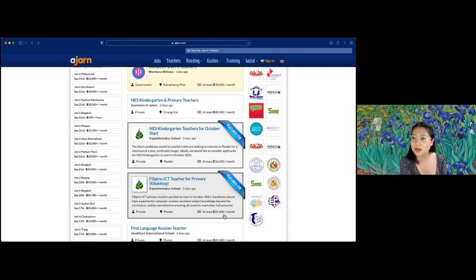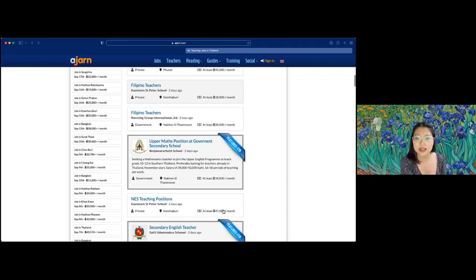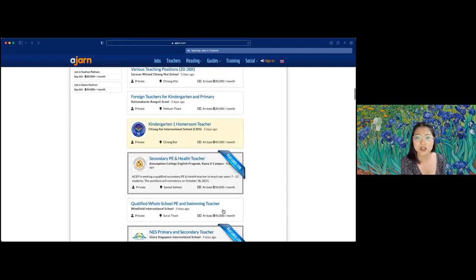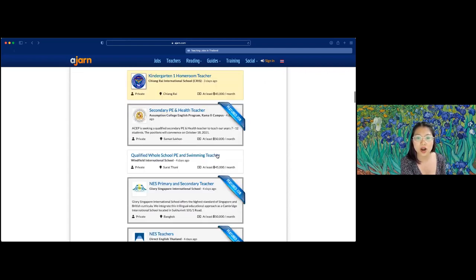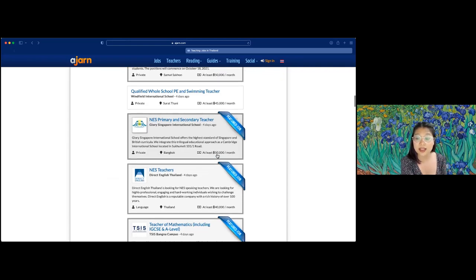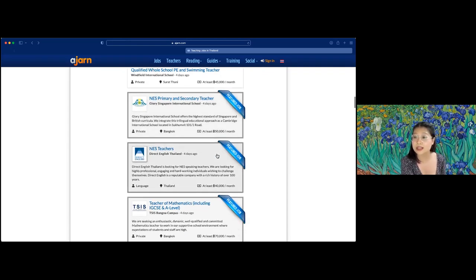It might not be the same subject, but why are the Filipino teachers getting less salary than the native English speaker teachers? Why is it like this on the job page? Why are all these jobs like this? It was like that 10 years ago when I was looking for a job. It is still like this right now at the present, and that's really disappointing.